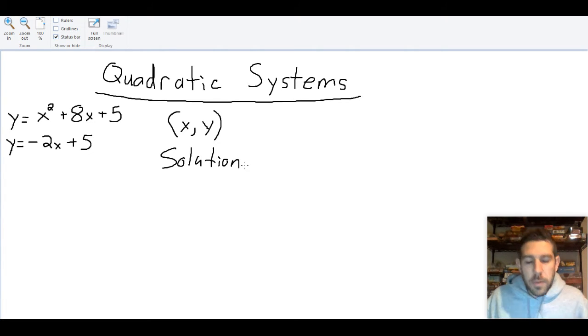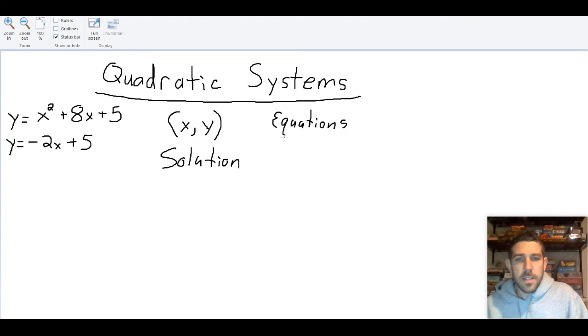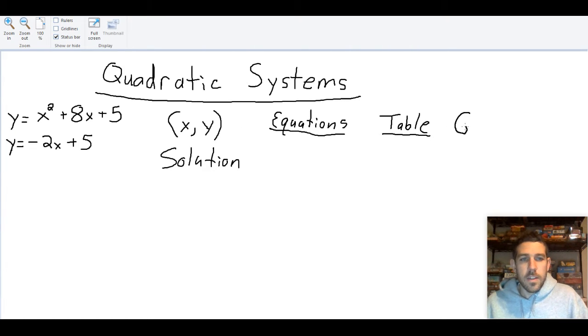All right, so there's a couple different ways we can attack this. We can use the algebra methods we've learned and look at the equations themselves. But if we really break down the foundations of what it means for these two equations to have the same xy coordinate, that means that on the graph or the table, they'll be the same as well. So we can actually visually see the solution on a graph and identify it in a table. So let's start with the hardest one, which is the equations.